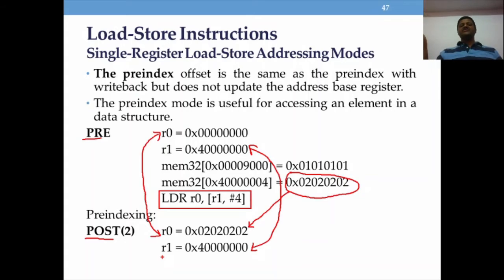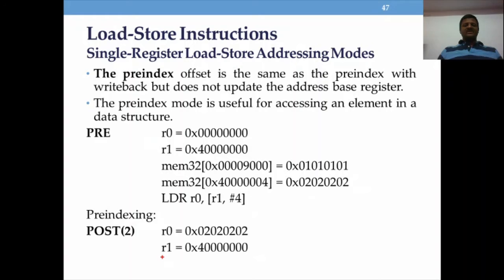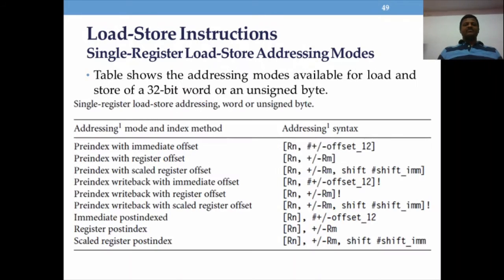In case of the previous pre-indexing with write back, it will update with the offset address, but here it will not update with the offset address, but it will copy from the effective memory address, the sum of base and offset. Nothing but that sum is not updated in the pointer, unlike the write back, which updates the pointer. Okay. Now look into post-indexing.